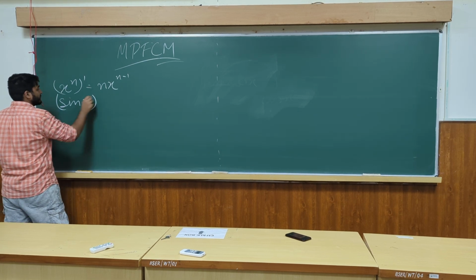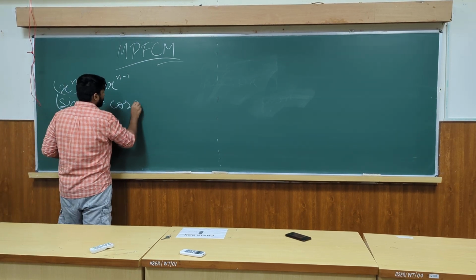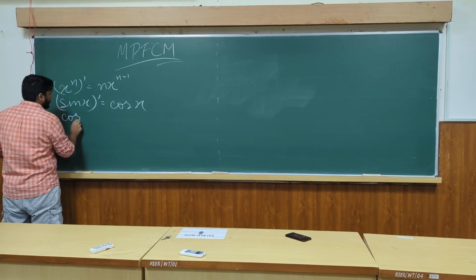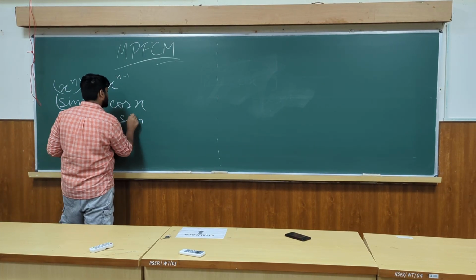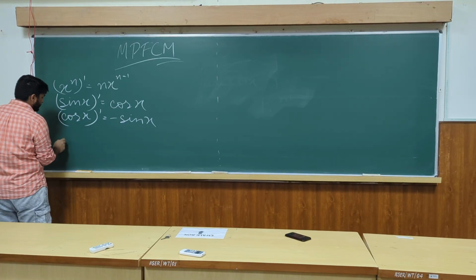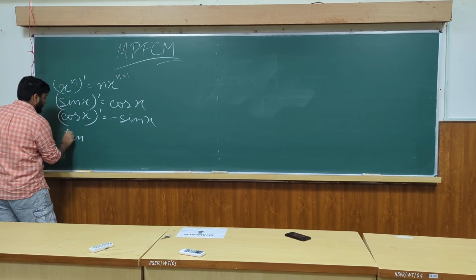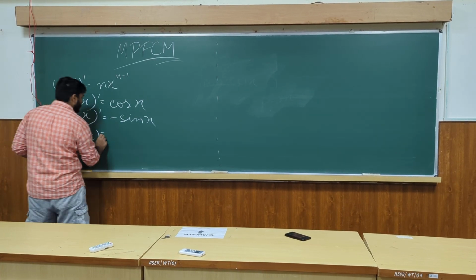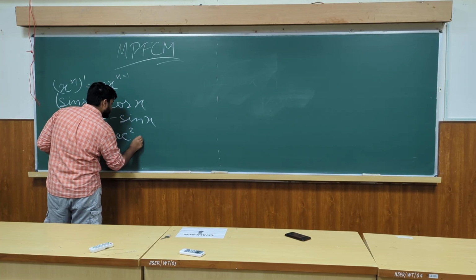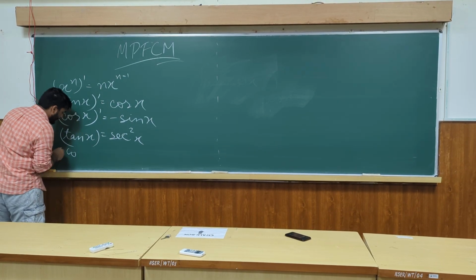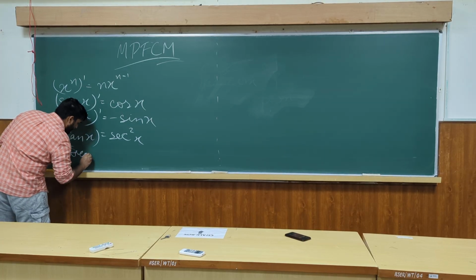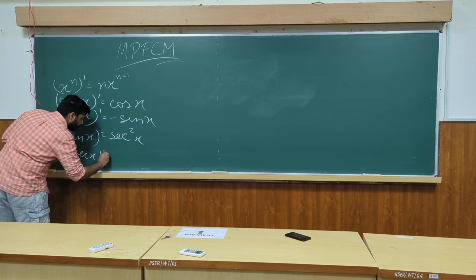We have sine of x, and the derivative of that is supposed to be cosine of x. Cosine of x, the derivative of that is supposed to be minus sine of x. And tan of x, the derivative of that is supposed to be secant square x. I do not remember this one.